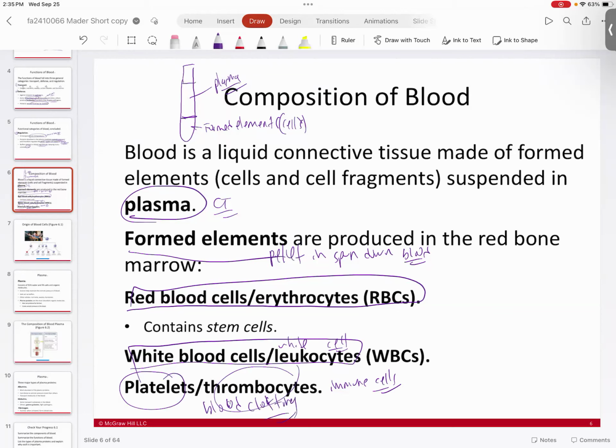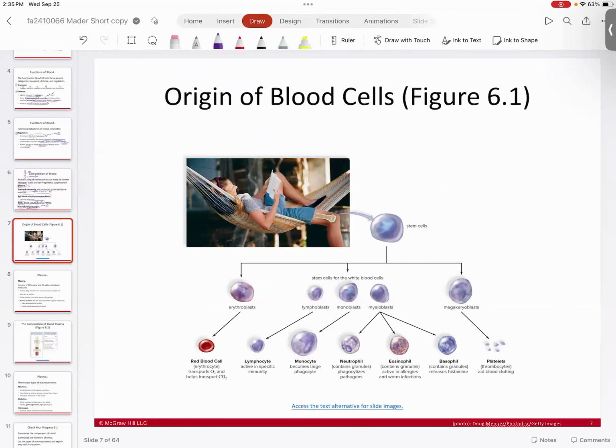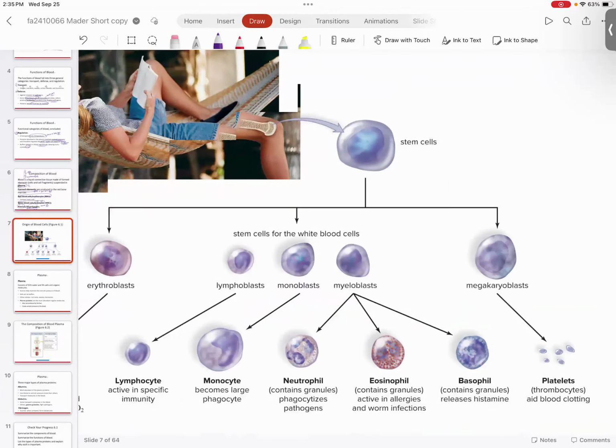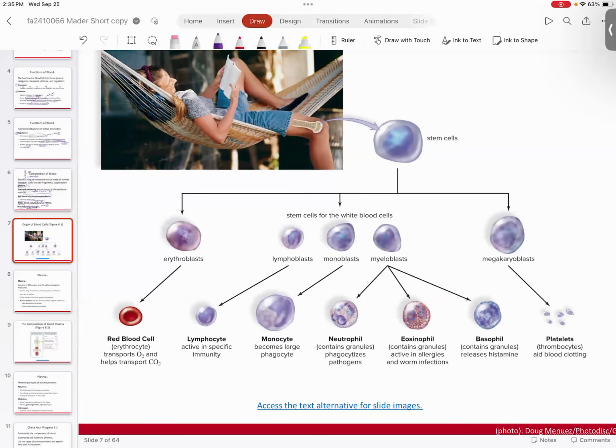So all these are factors that are in your blood as formed elements. That's kind of what it looks like when they form. So when you're forming these formed elements, they all start in your bone marrow. So you can see this person's femur right here. That's what we're going to start with.